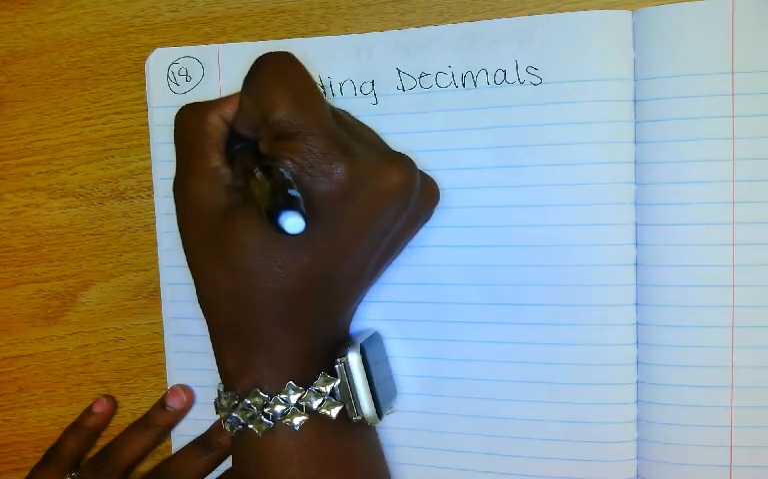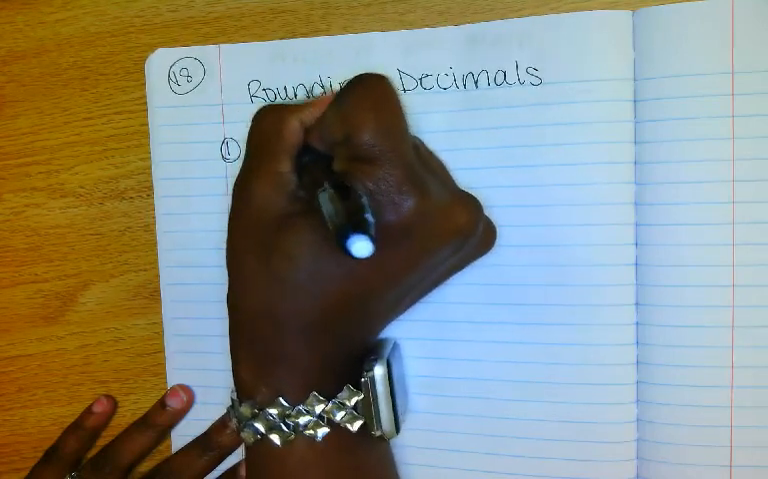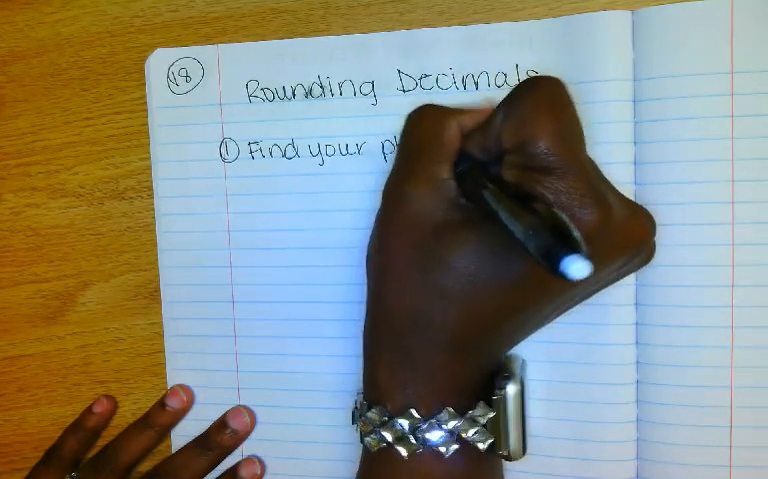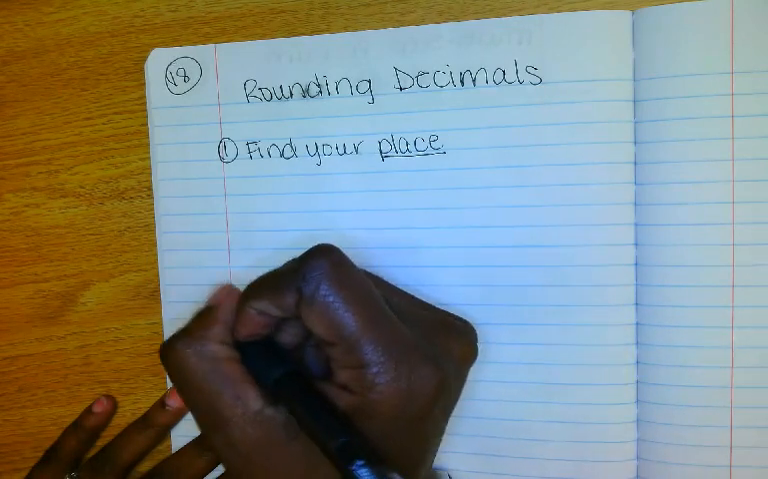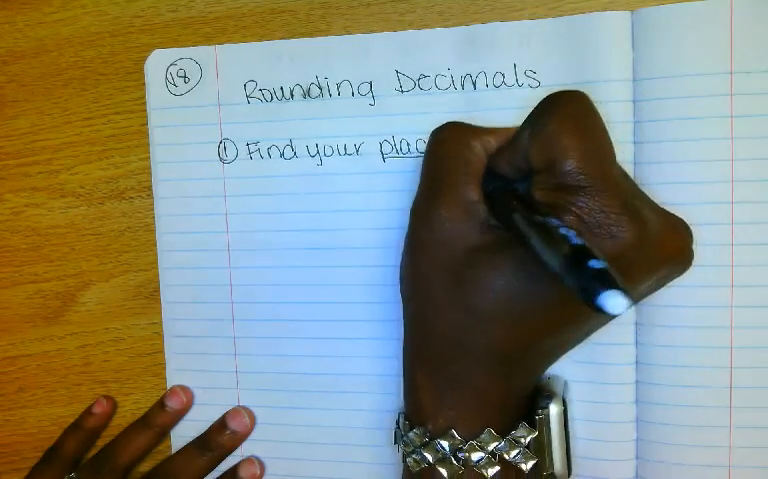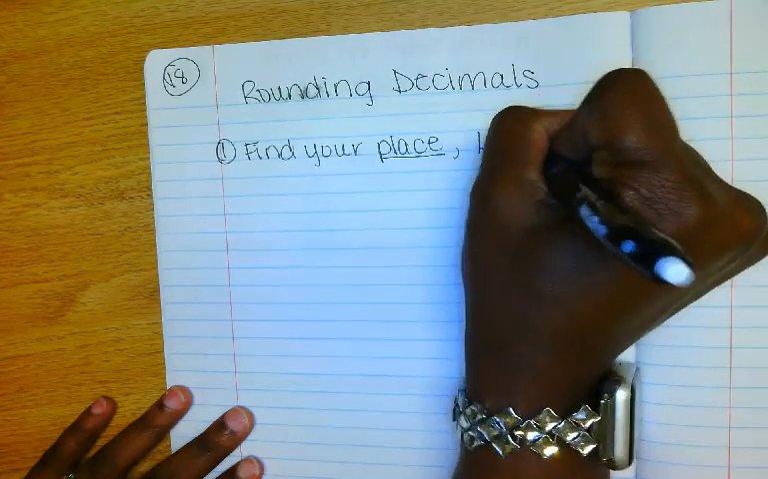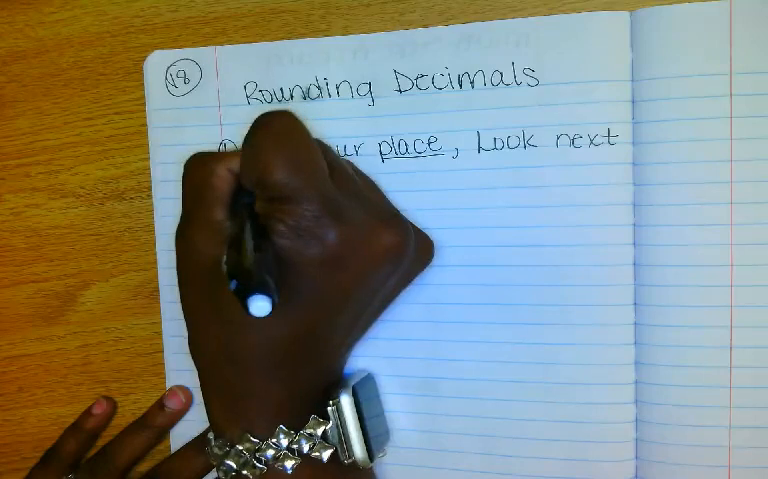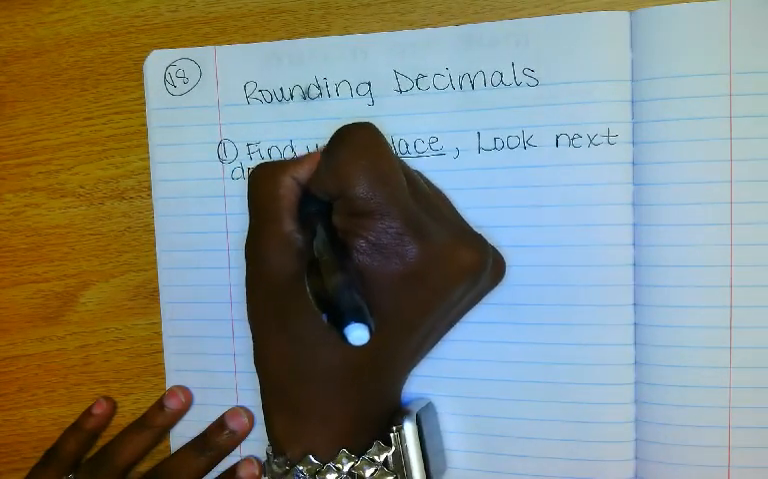So the first thing we're going to do is step 1, find your place. That means if we're rounding to the tens place, you're going to find the tens place. If we're rounding to the hundreds, you're going to find the hundreds place. Once you find your place, you're going to underline it. And then you're going to look next door, and that's where you're going to put your arrow.